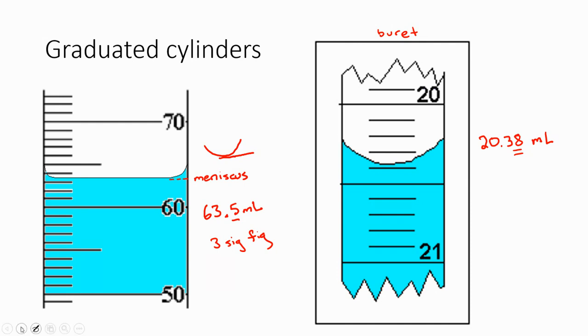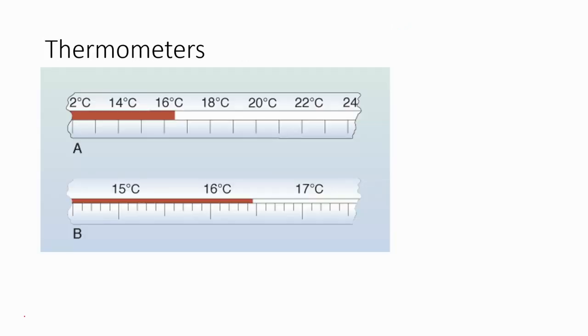Okay, let's talk thermometers. Same thing. The top thermometer has a mark each degree Celsius. The temperature seems to be between 16 and 17. So I'm going to look at it. I'm going to make a guess after 16, 16.4 degrees Celsius. You might say 16.3 degrees Celsius, and that would be a valid measurement as well.